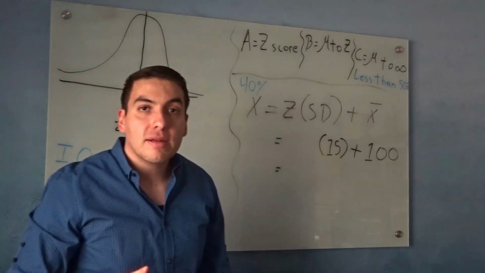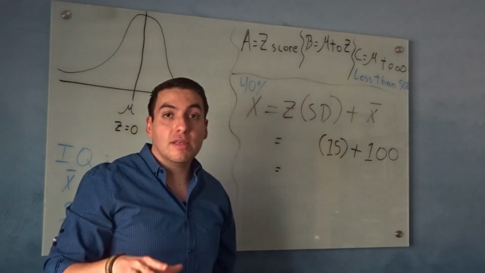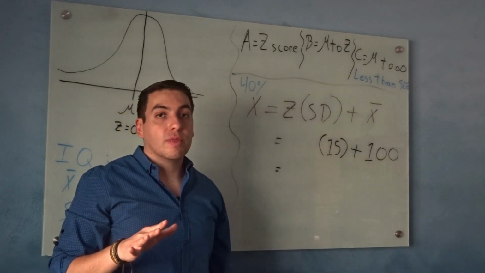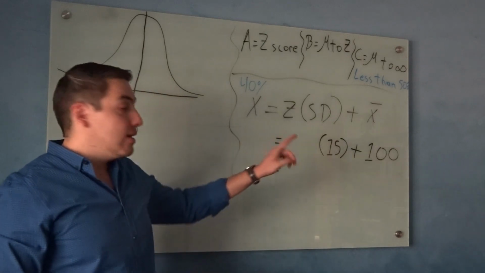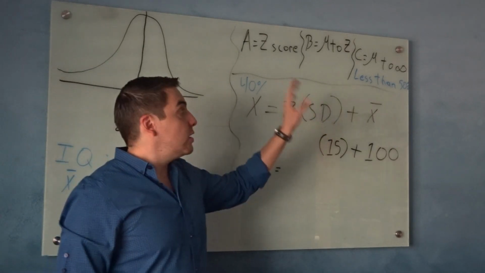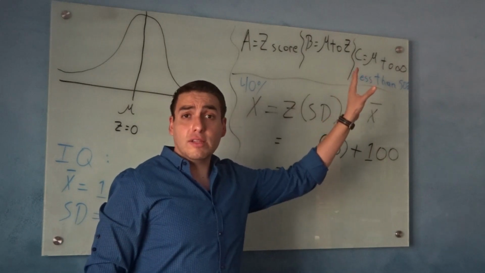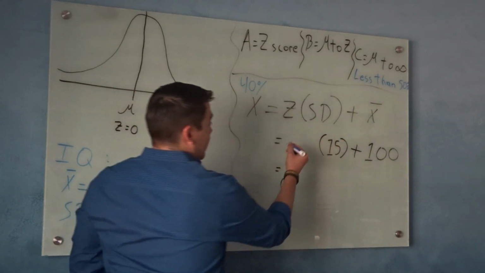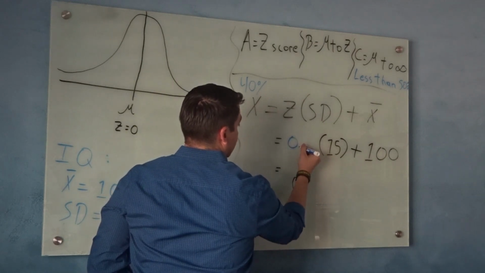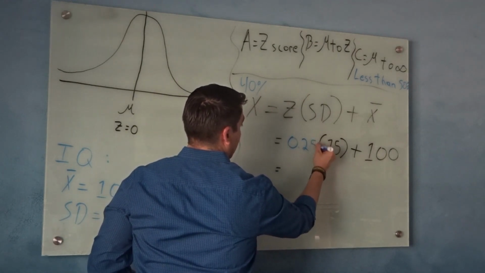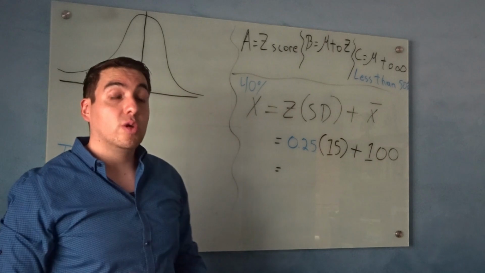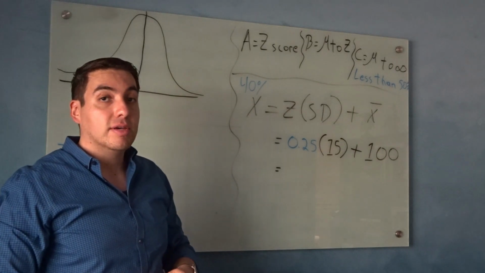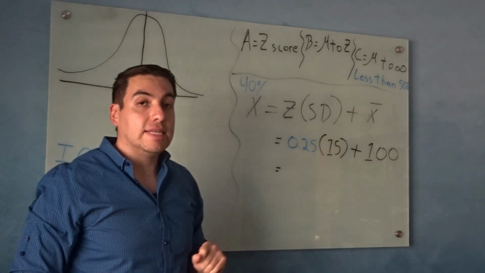If you stop the video and you found it, what's the value? The value is the Z-score that we're looking at. So look at the C column for the value that is closest to 0.40. And it's going to be 0.25. It's the Z value, and you will find the Z value in the A column.